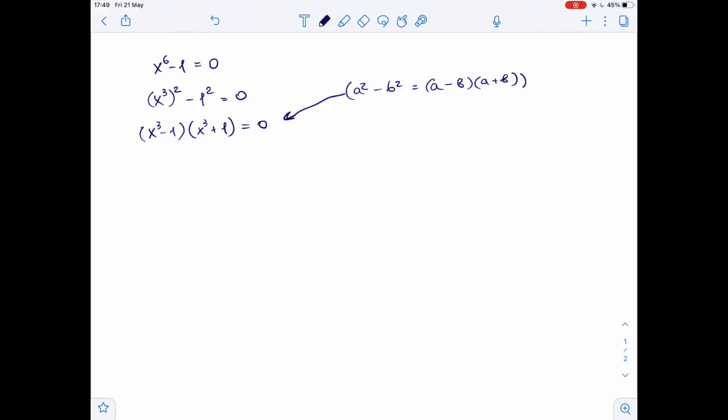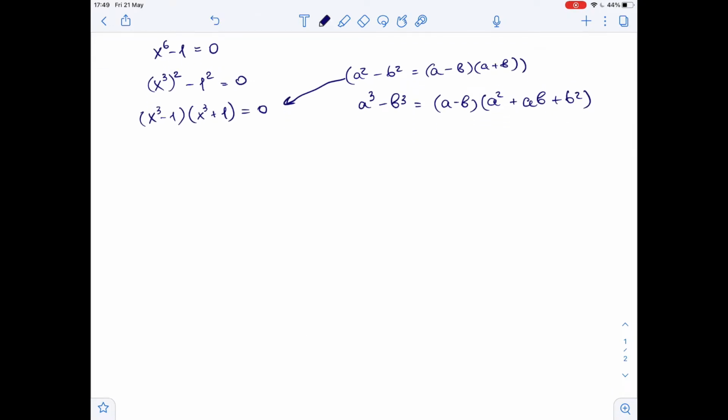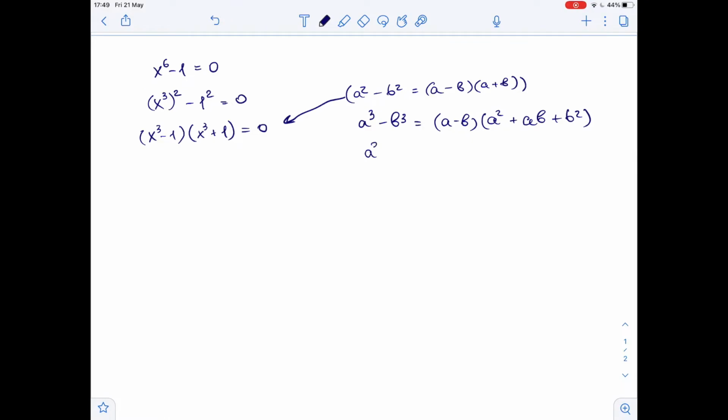Now we will use the formula of the difference of cubes, which looks like this. A cubed minus b cubed is equal to a minus b times a squared plus ab plus b squared. So now we will use this formula and also the formula of sum of cubes. So a cubed plus b cubed is equal to a plus b times a squared minus ab plus b squared. So let's use these two formulas here.